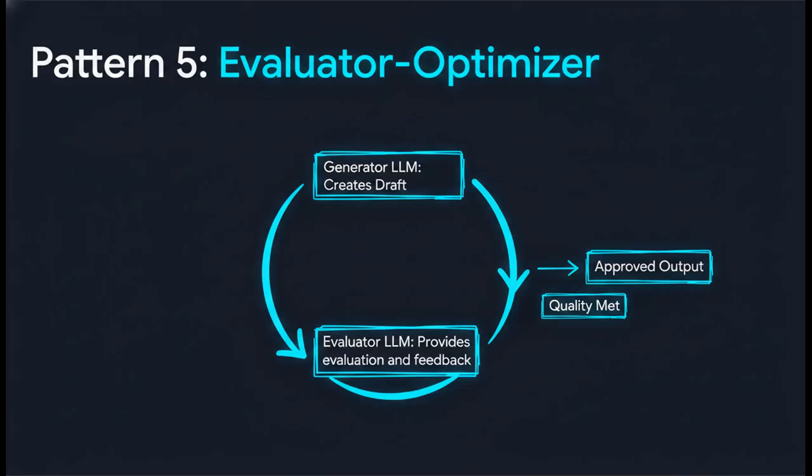And finally, we have the evaluator optimizer pattern. Think of this as a writer and editor loop. One LLM generates a draft, and a second evaluator LLM critiques it based on a list of criteria you give it. That feedback goes back to the first LLM, which tries again. This loop just keeps going until the output hits the quality bar you've set.